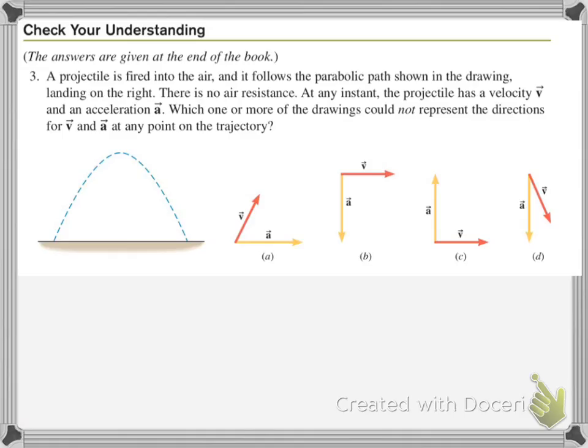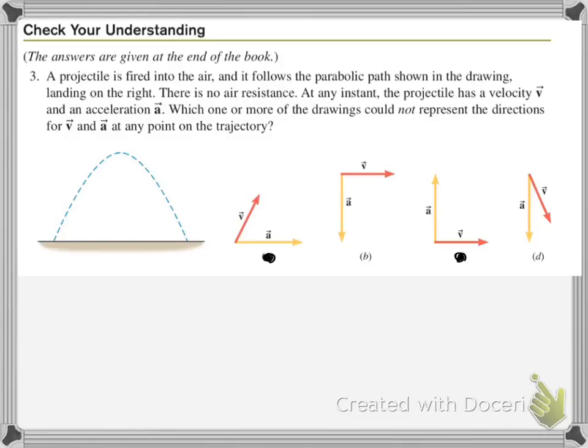Okay, so first check your understanding. This problem says a projectile is fired into the air and it follows the parabolic path shown in the drawing, landing to the right. There is no air resistance. At any instant, the projectile has a velocity of v and an acceleration of a. Which one or more of the drawings cannot represent the directions for v and a at any point on the trajectory? So the answer is that a and c cannot represent the acceleration or the velocity of a projectile at any point.